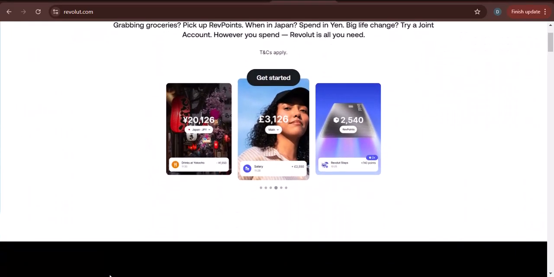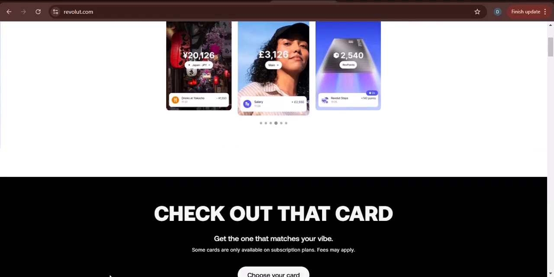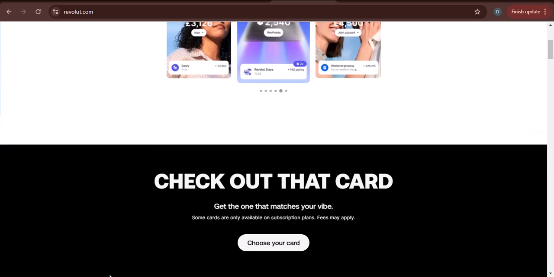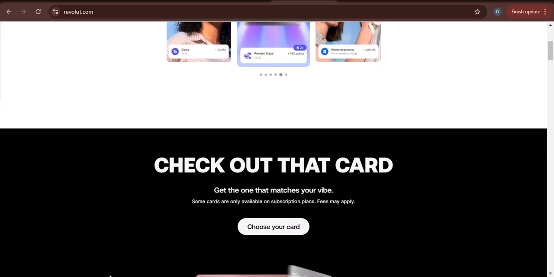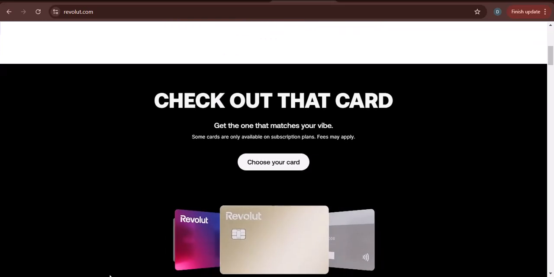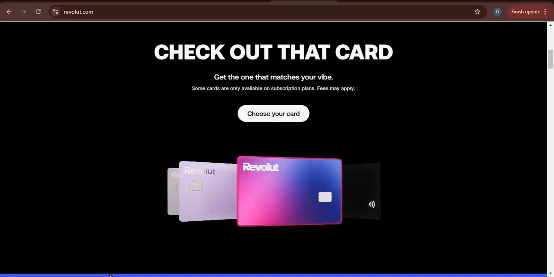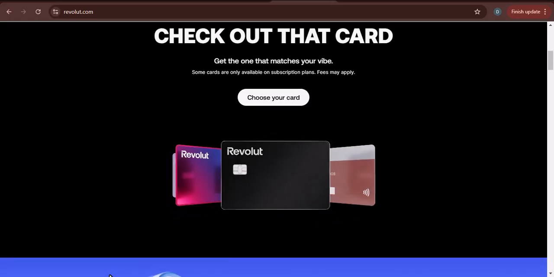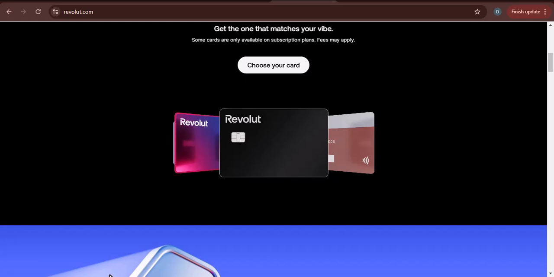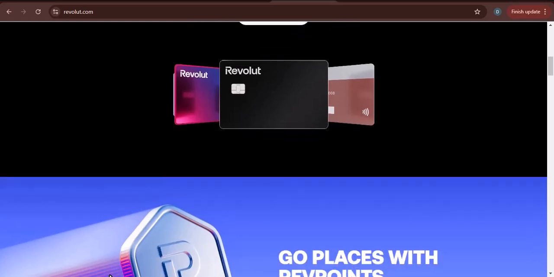Today, I'm going to be talking about a question that I get asked a lot. Can I receive USD in Revolut? Before I answer that question, let's take a step back and talk about what Revolut is. Revolut is a fintech company that offers a variety of financial services, including banking, currency exchange, and investing. One of the most popular features of Revolut is its ability to hold and exchange multiple currencies.